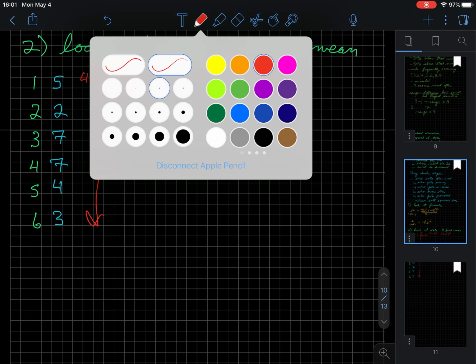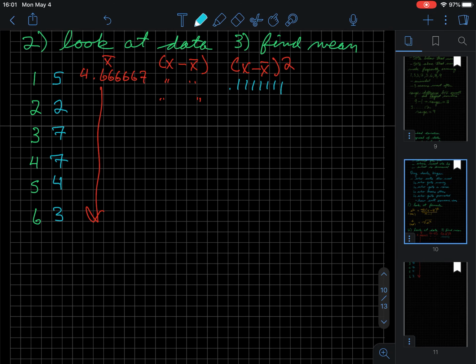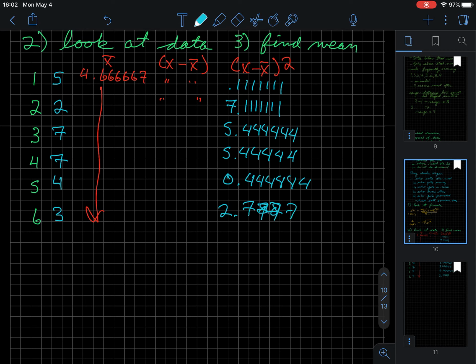So I've already done this part, so we'll go ahead and go back to our color. And this should be 5.424567. Another one is 5.444444. And this one is 0.444444. And this one is 2.7. We'll erase that real quick.